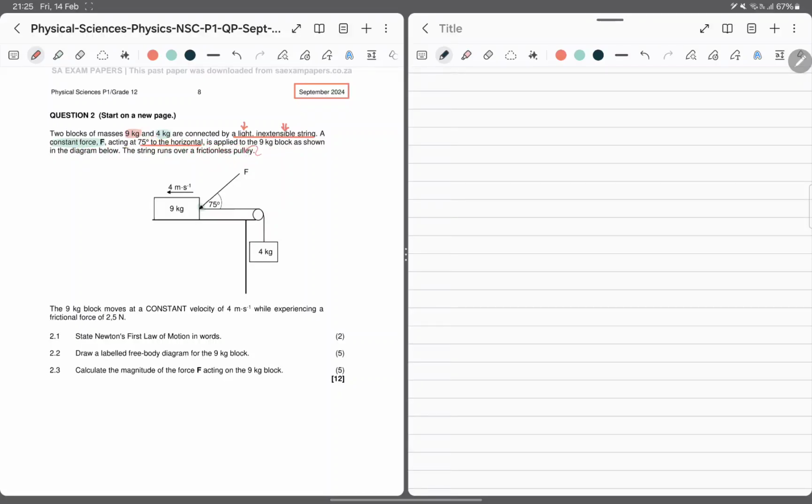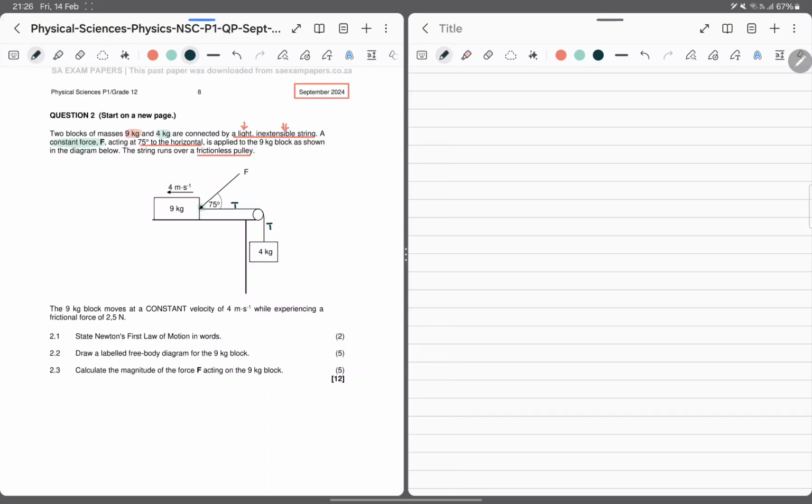Now, the string runs over a frictionless pulley. What's the significance of the frictionless pulley? It is to suggest that the tension on that side of the string should be the same as the tension on that side of the string, pretty much giving the same knowledge as that of the inextensible nature of that string. But more importantly, it is to suggest that there's no friction here, meaning the tension on one side of the string is definitely equal to the tension on the other side.